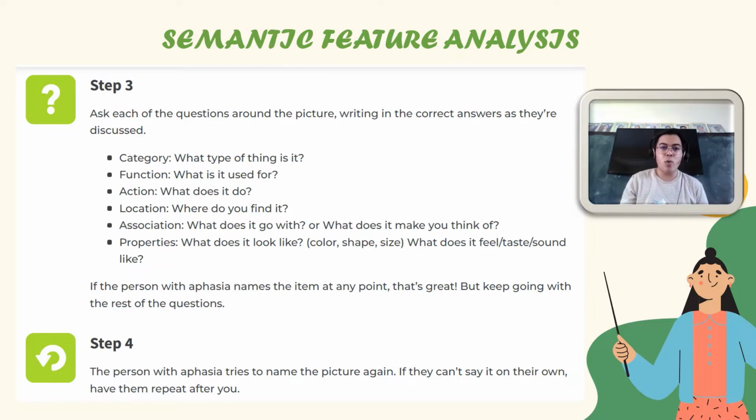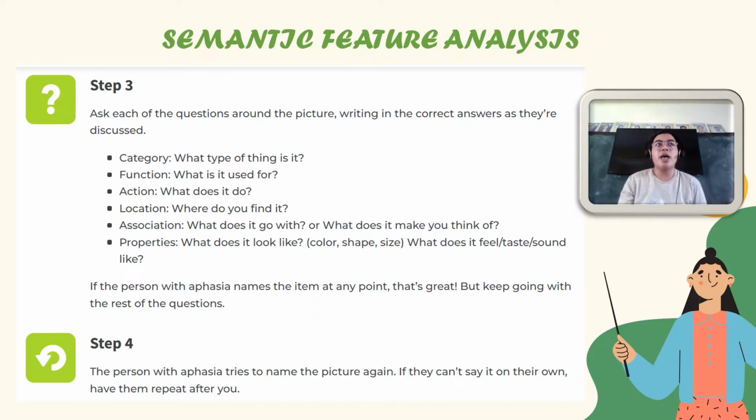We do have different features here. We have the category, function, action, location, association, and properties. Each of these categories also has corresponding questions. For category: what type of thing is it? For function: what is it used for? For action: what does it do? For location: where do you find it? For association: what does it go with, or what does it make you think of? For properties: what does it look like, perhaps the color, the size, the shape, and also what does it feel, taste, or sound like?